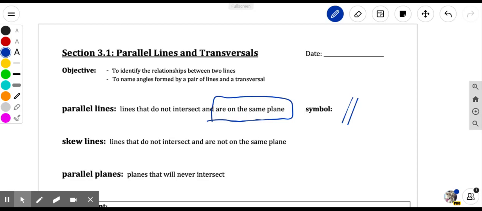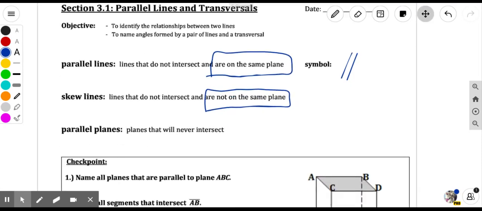The next vocab word is skew lines. So skew lines are lines that do not intersect and are not on the same plane. And in the example below, I will show you the difference between parallel and skew. And then parallel planes are planes that will never intersect, just like parallel lines.